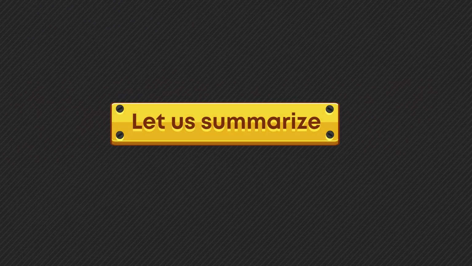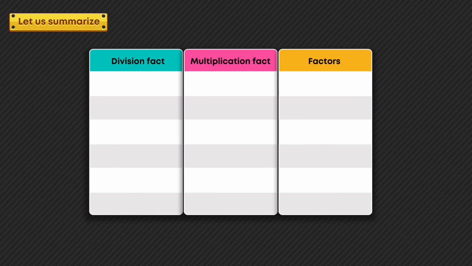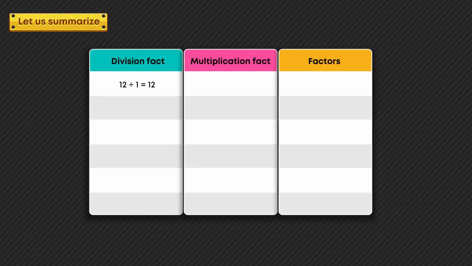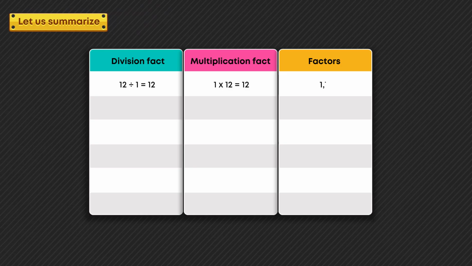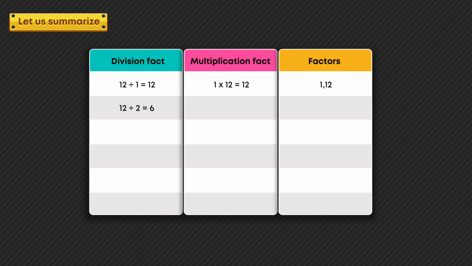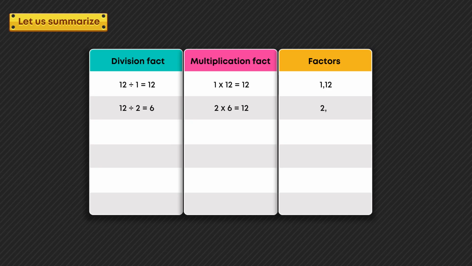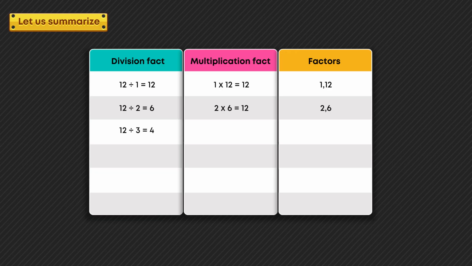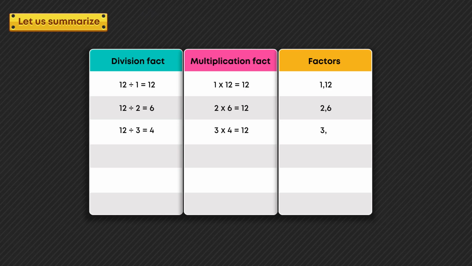Let us summarize. Division fact, multiplication fact, factors. 12 divided by 1 is equal to 12. 1 into 12 is equal to 12. 1, 12. 12 divided by 2 is equal to 6. 2 into 6 is equal to 12. 2, 6. 12 divided by 3 is equal to 4. 3 into 4 is equal to 12. 3, 4.